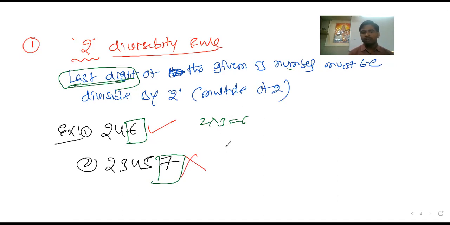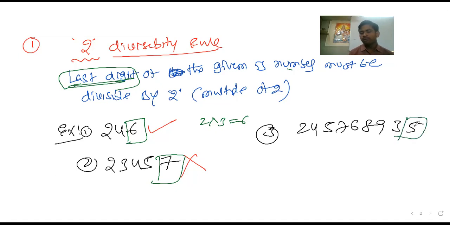Similarly, whatever the big number they mention, for example 3: 2, 4, 5, 6, 7, 8, 9, 3, 5. You have to look only at the last digit. Is it divisible by 2 table? The answer is no. Therefore, this is not divisible by 2. Simple logic: the last digit must be divisible by 2.